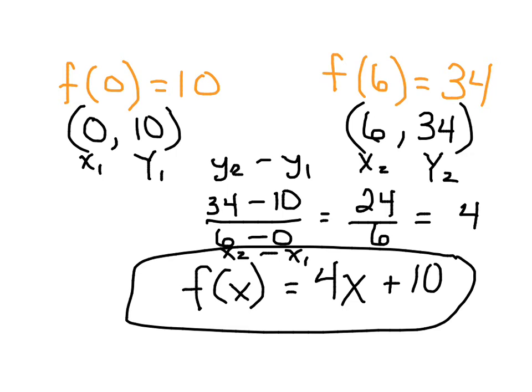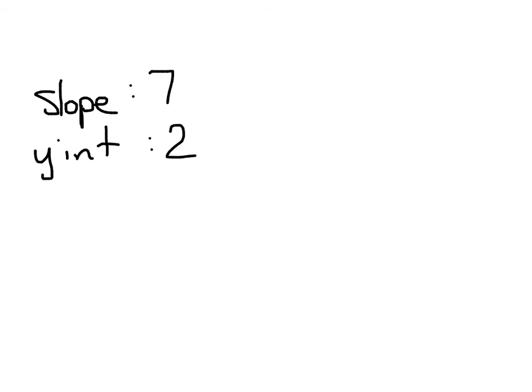How you guys doing? Okay? All right, you try the next one. It gives you a slope of 7 and a y-intercept of 2. Write the equation. Y equals mx plus b.